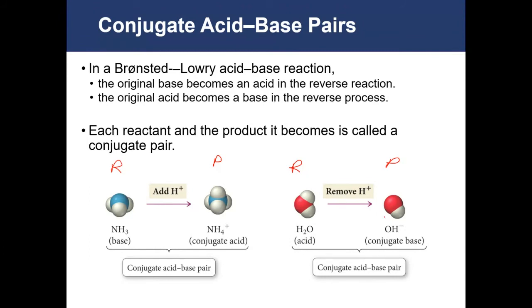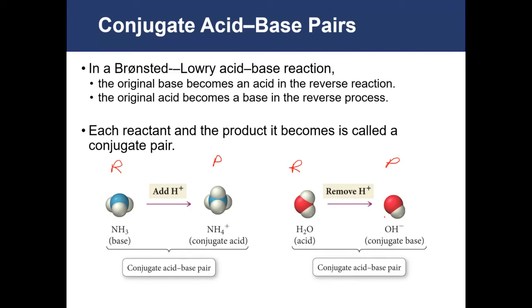So in the Bronsted-Lowry acid-base reaction, the original base becomes an acid in the reverse direction, and that acid we call the conjugate acid. The original acid becomes a base in the reverse process, and we call that base a conjugate base.